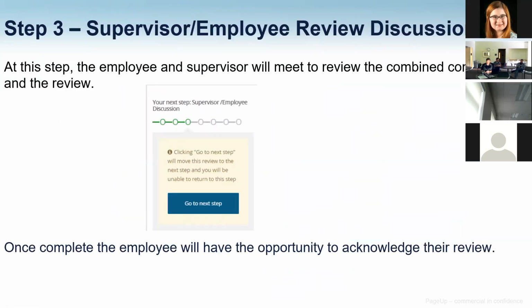So once you have completed all of the ratings, then step 3 belongs to you as the supervisor as well. You'll click on go to next step, and you will see that your next step is the supervisor employee discussion. At this point, you're going to probably log out of the system because you're going to need to schedule a meeting with your employee to actually go over their review. And you will have the opportunity to log back in when I actually get into the system.